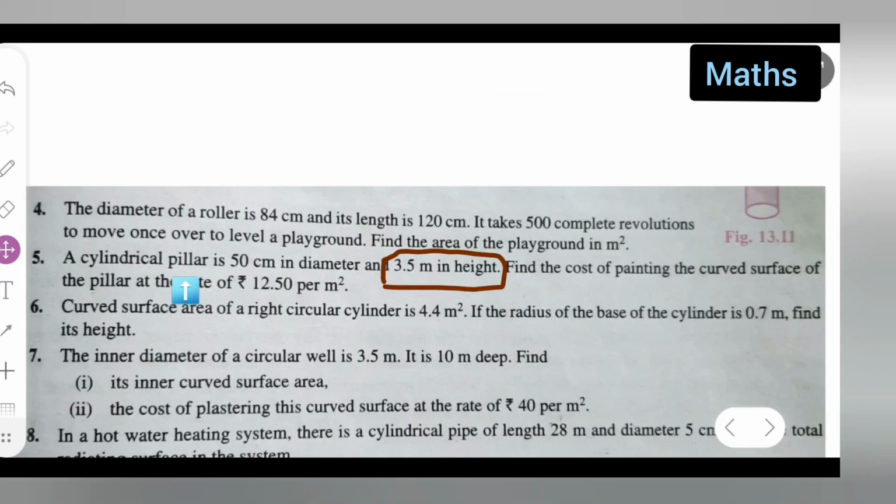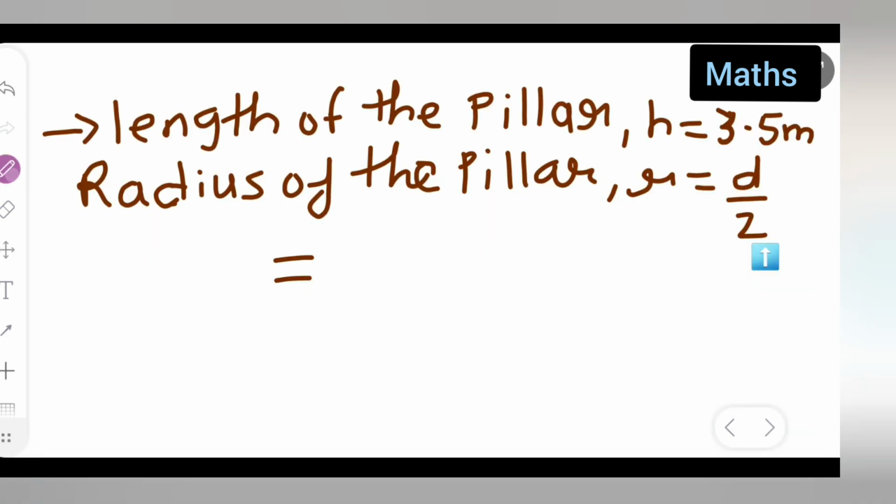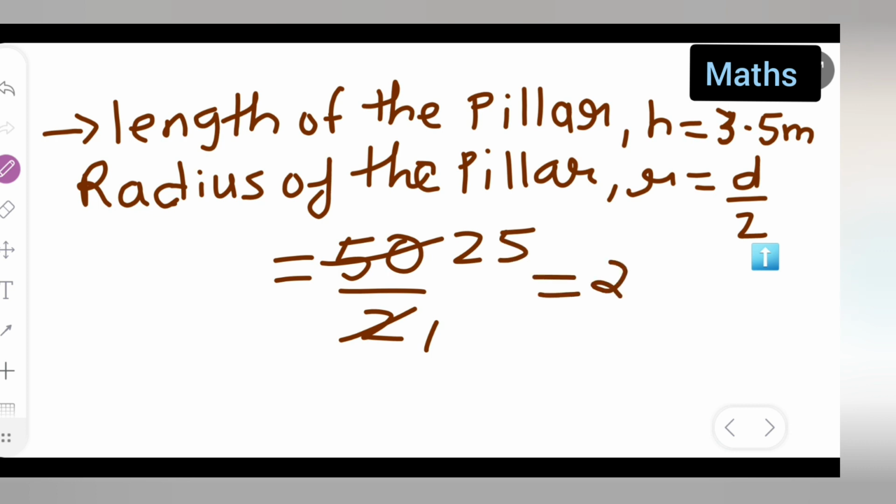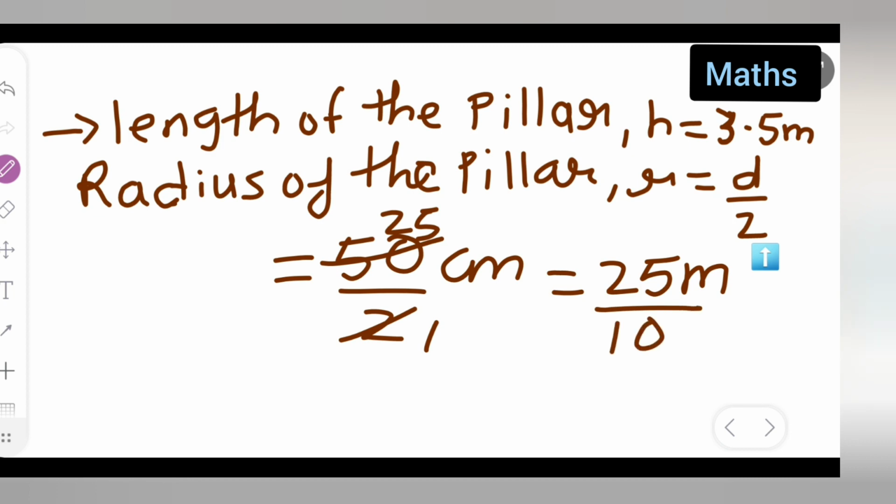Radius of the pillar r is equal to diameter upon 2. Your diameter is given to be 50 centimeter. So you can write down 50 upon 2. It will be half of that 50, right? So we will get 25 centimeter. Now we are converting this into meter, so divide by 100. You will get 0.25 meter.